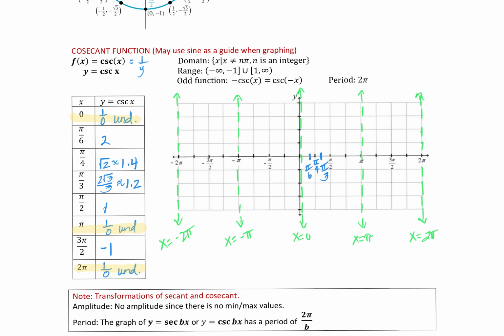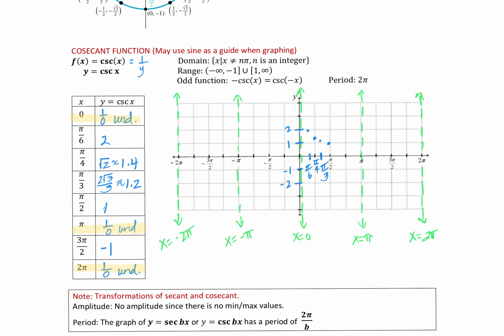At pi over 6, the value is 2. Oh, I'm going to have to label my axes. Maybe I will go 1 and 2, negative 1, negative 2. So at pi over 6, we're at 2. At pi over 4, we're at about 1.4. Pi over 3, we're at 1.2. So we're getting closer and closer to 1. Pi over 2, we're at 1.